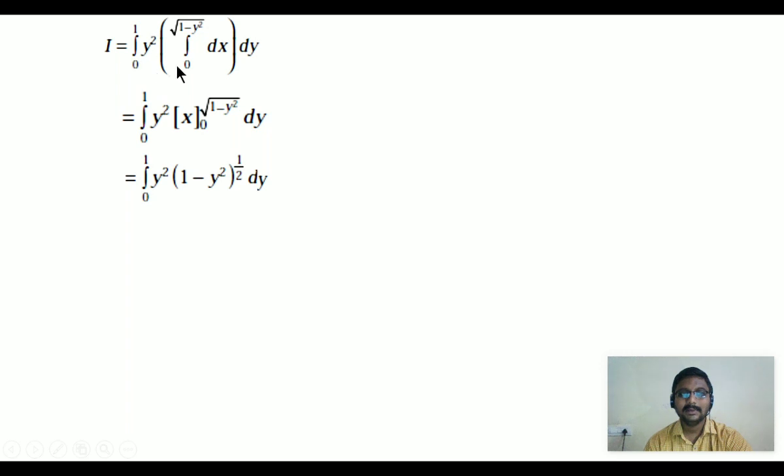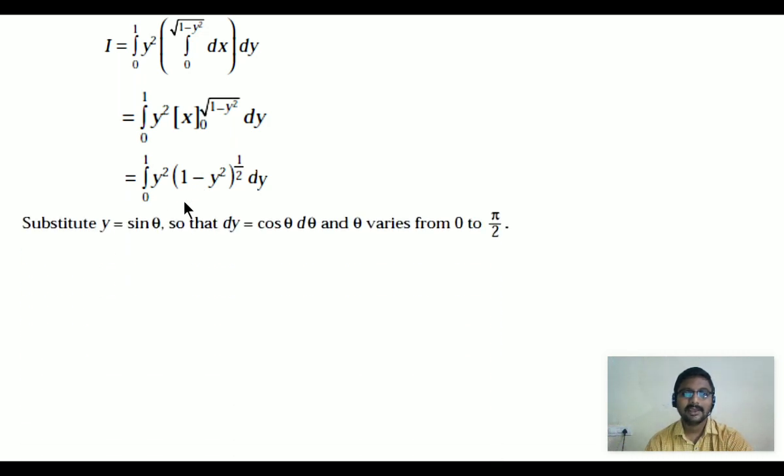Now clearly the double integration sum now becomes a single integration. Now we have to solve this single integration. This integral can be solved by using the substitution method. For this we have to replace y as sin theta, y equal to sin theta, and dy will be cos theta d theta, that is the derivative of y with respect to theta, and theta varies from 0 to pi by 2, because when y equal to 0, sin theta is 0, which implies theta equal to 0.